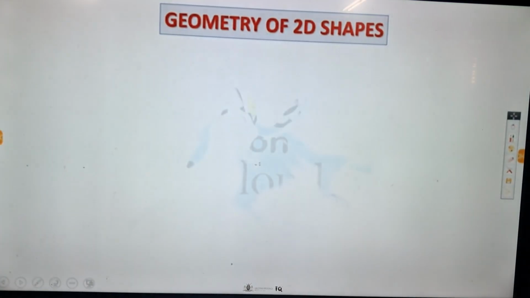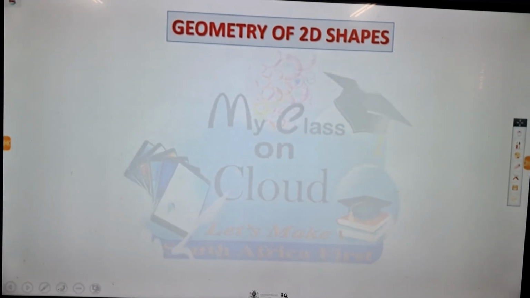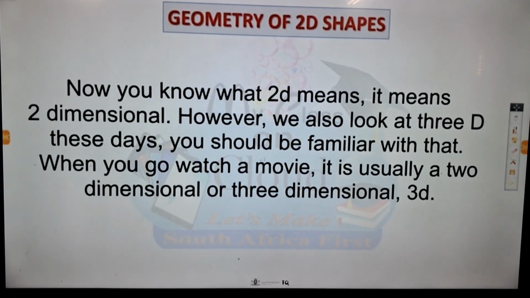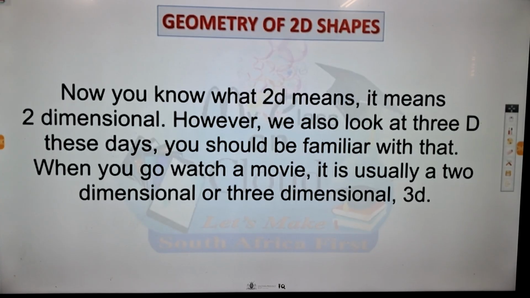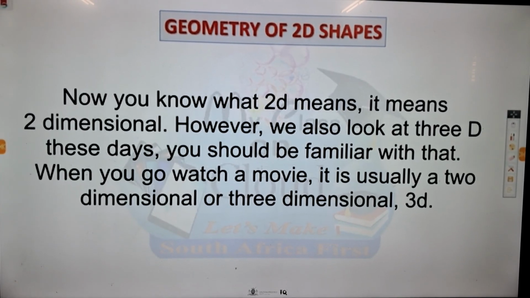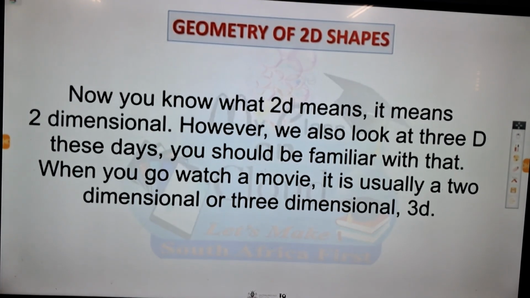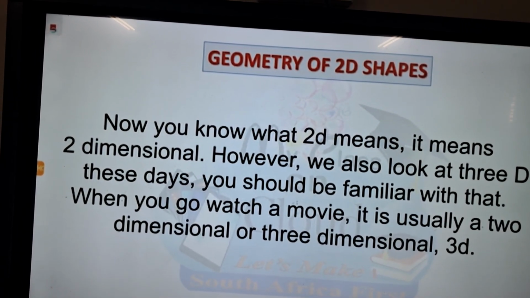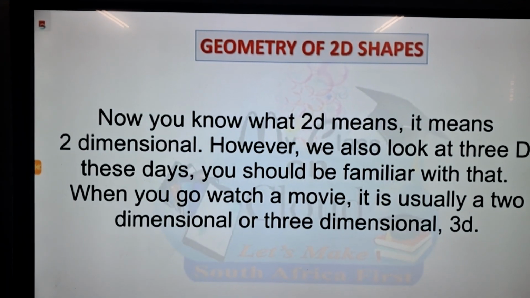Now we are going to study the geometry of 2D shapes. Now you know what 2D means. It means two-dimensional. However, we also look at 3D these days. You should be familiar with that. When you go watch a movie, it is usually two-dimensional, or three-dimensional, 3D.